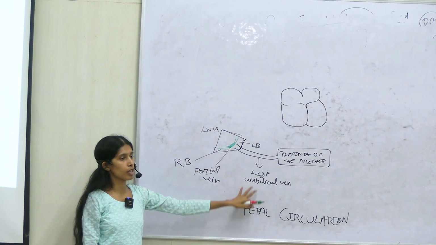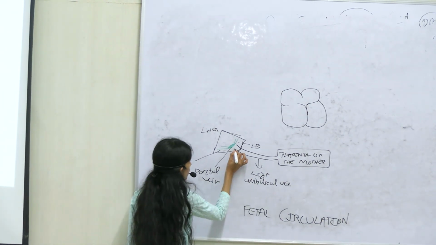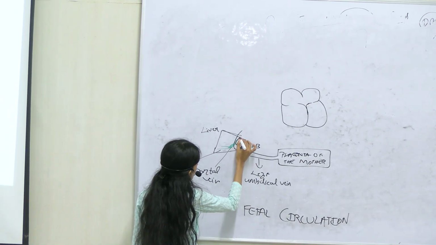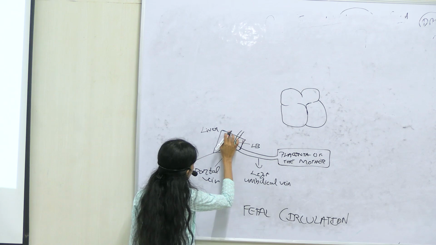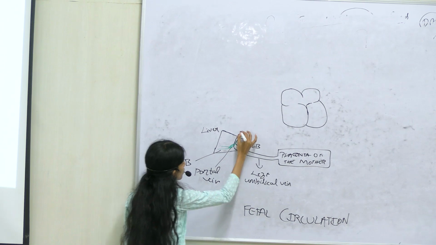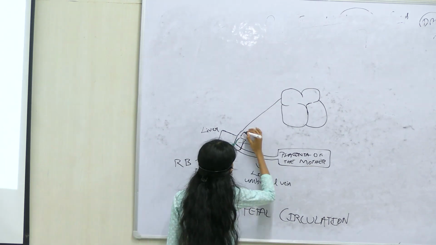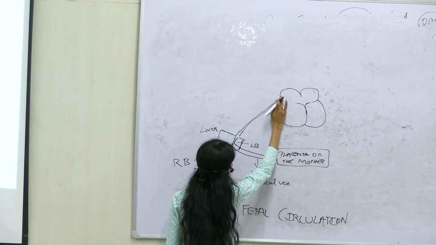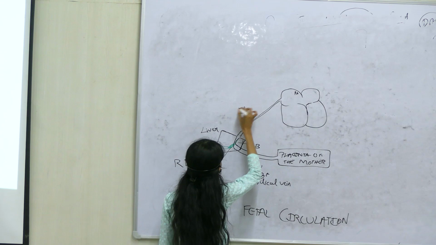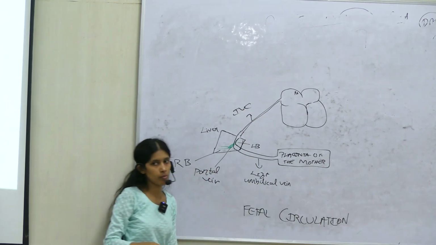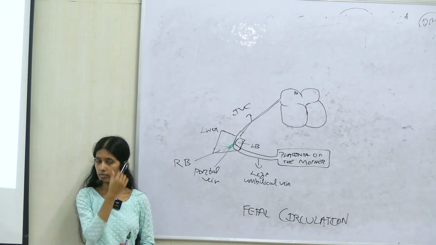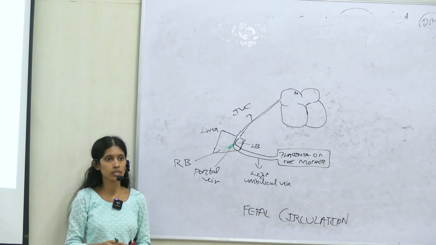So now the left umbilical vein will join your left portal branch or left portal vein, and through the inferior vena cava it enters your right atrium. This is your inferior vena cava. Okay, any doubts? Any doubts in this?